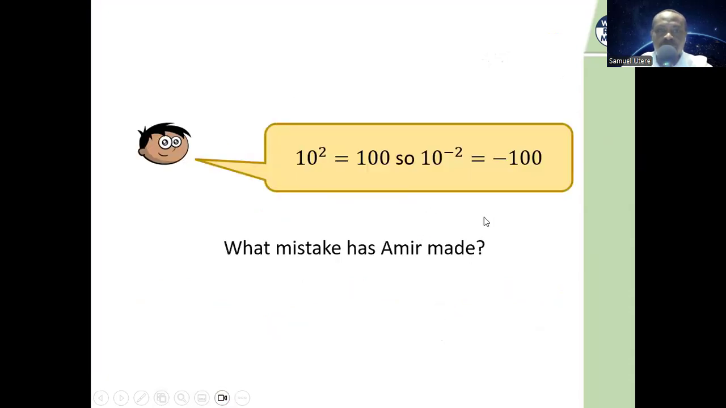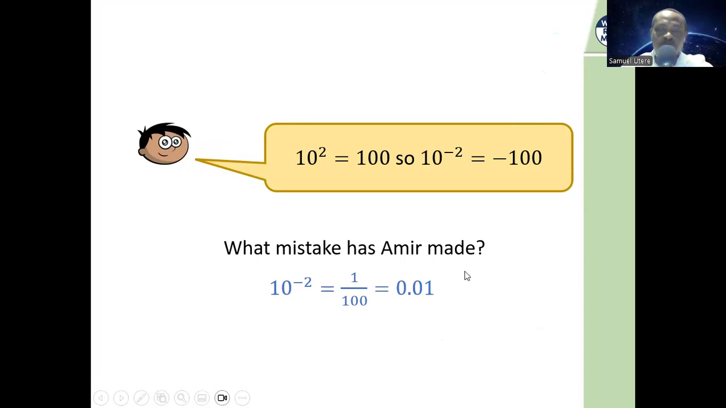Amir says that 10 to the power 2 is equal to 100. So 10 to the power negative 2 is equal to negative 100. What mistake has Amir made? Okay, I'm sure you remember, Amir has made the mistake of not using the negative powers of 10 properly.